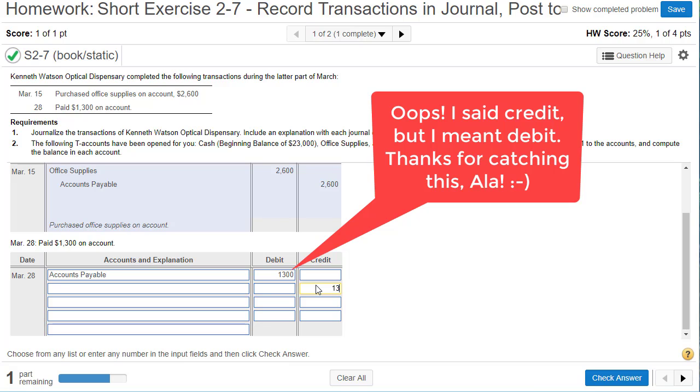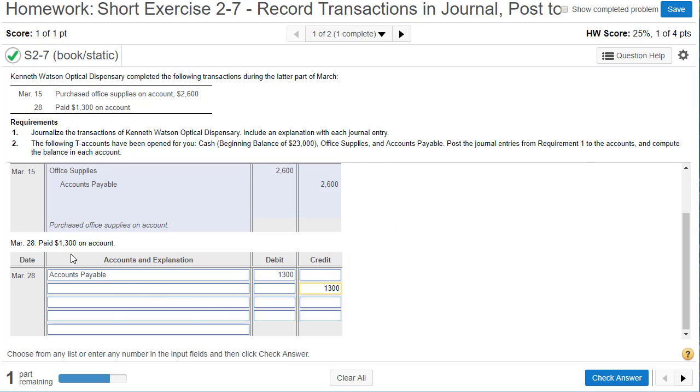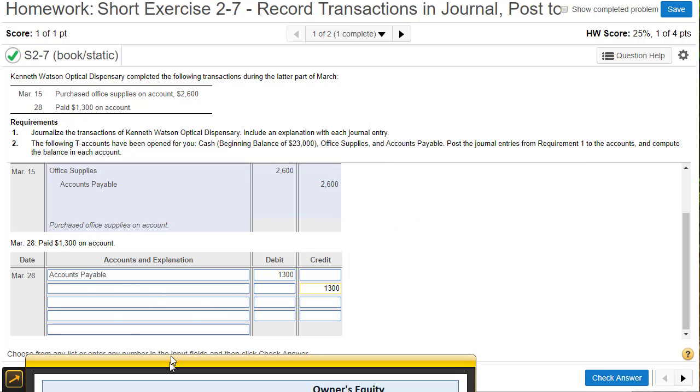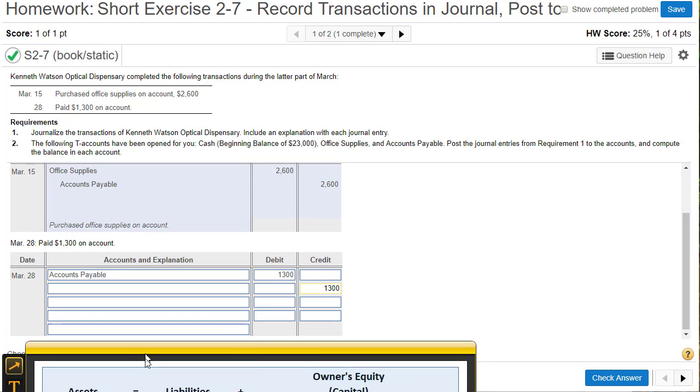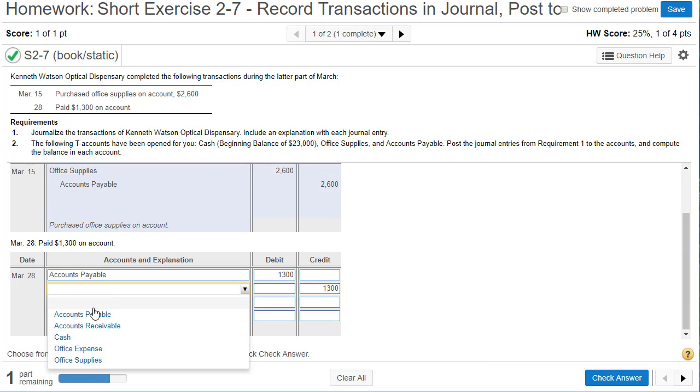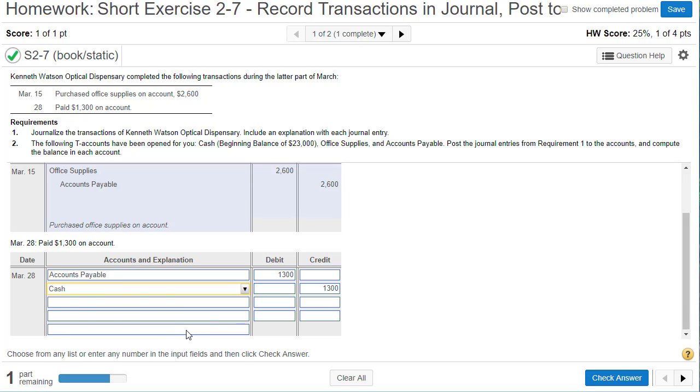So what's the credit? Well, how did we pay it off? We paid it with cash. So which way is cash going? Cash, of course, is an asset. So is cash going up? Nope. Cash is going down. So that's why cash is the credit account. Paid cash on account.